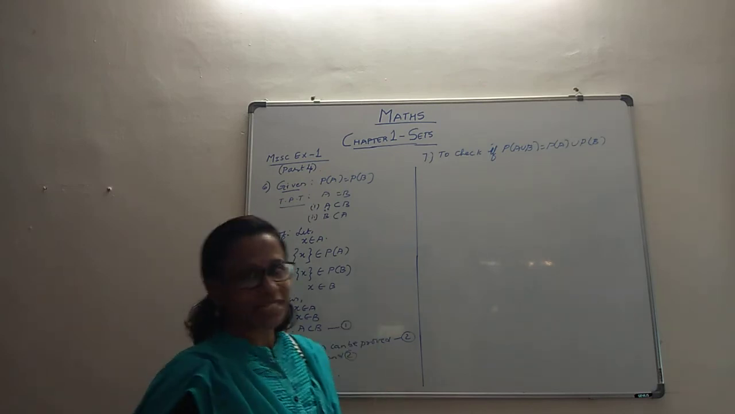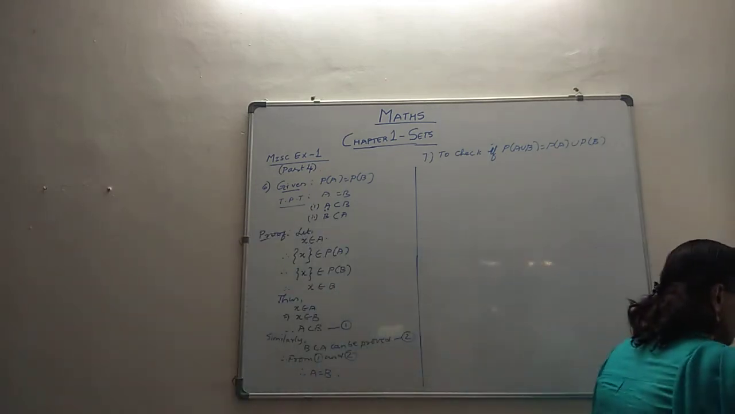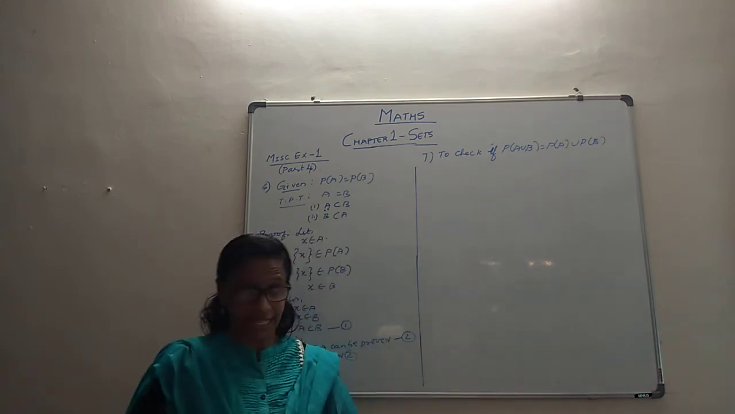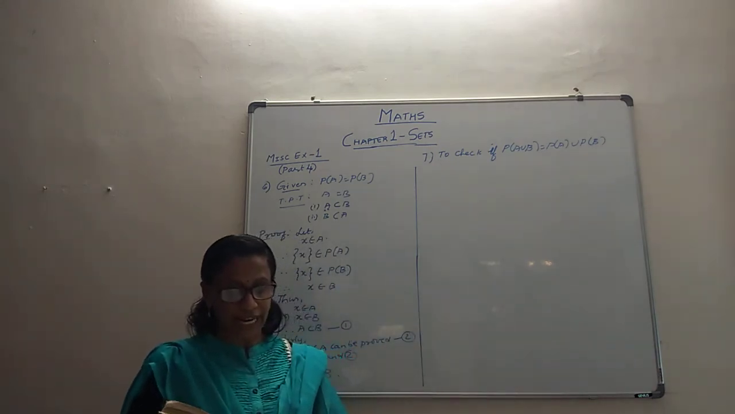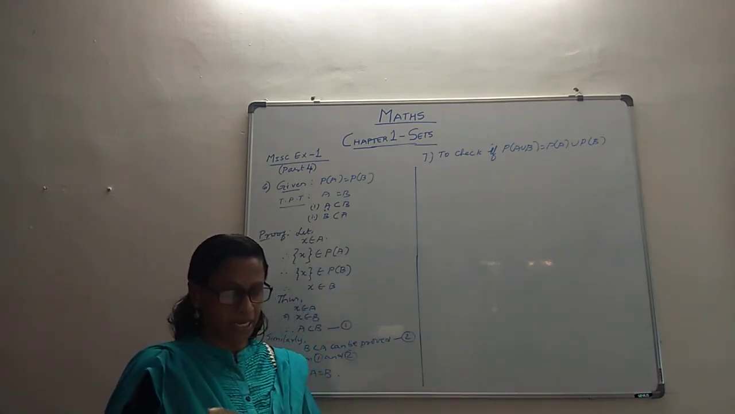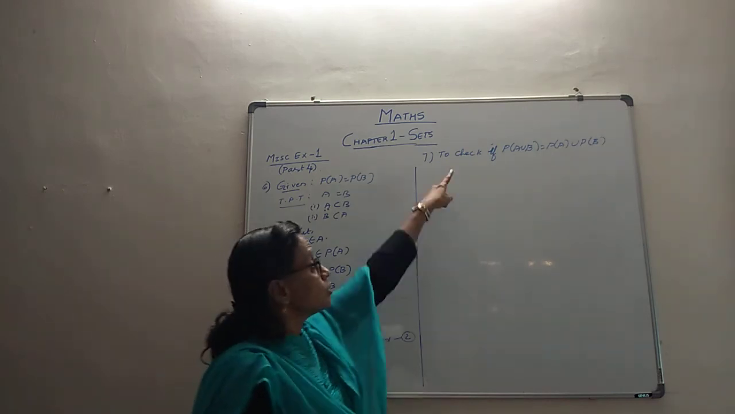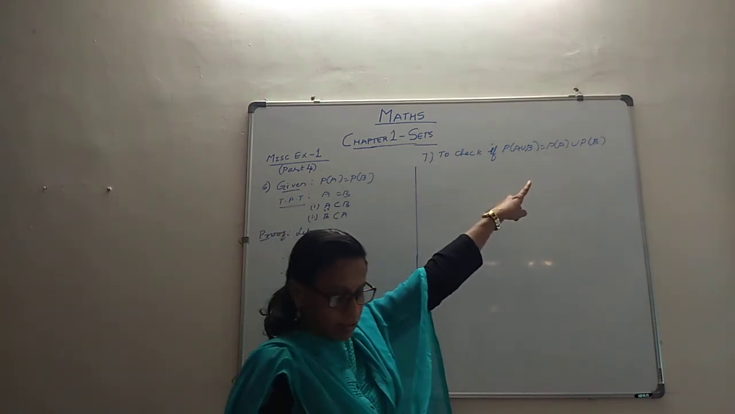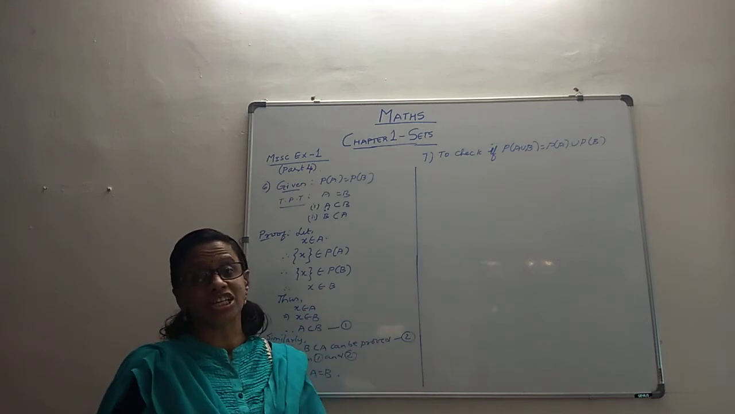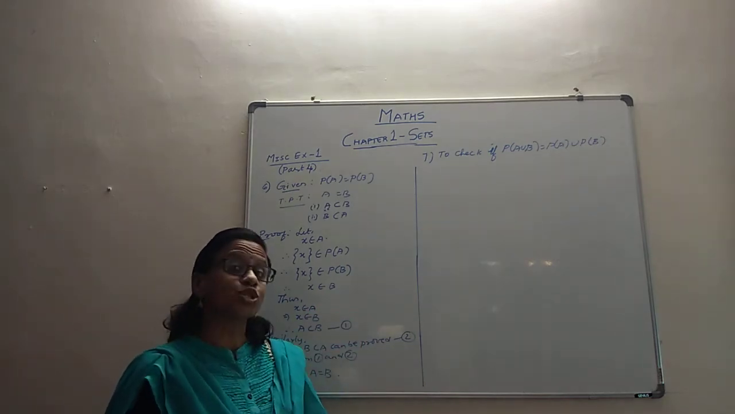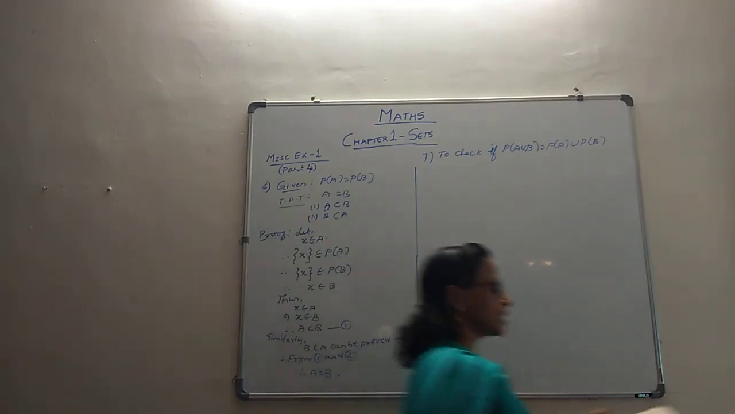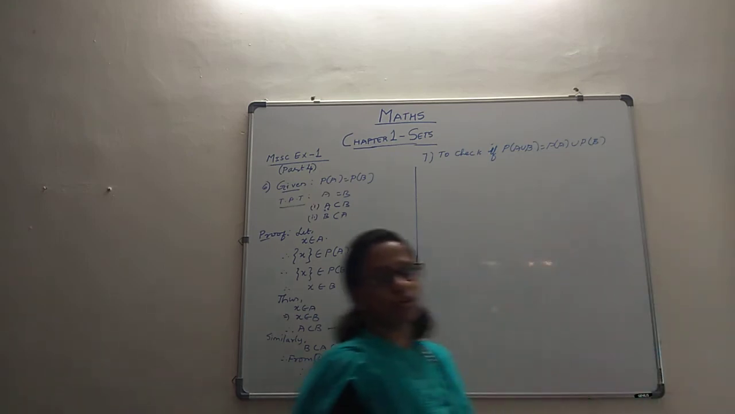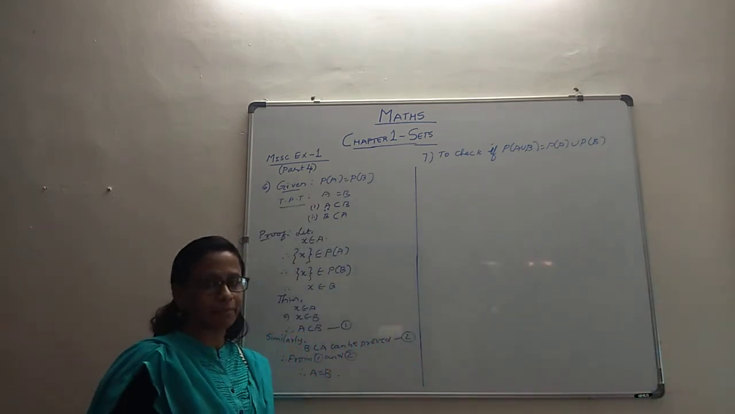Now we take question number 7 and let's check what is given in question number 7. Question number 7 says: is it true that for any sets A and B, power set of A union power set of B is equal to power set of A union B? Justify your answer. Is it true? That means whether it is true or false. So logically it's a false statement, it doesn't happen like that.